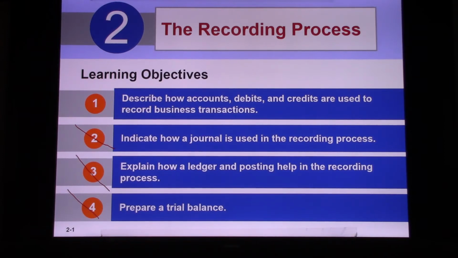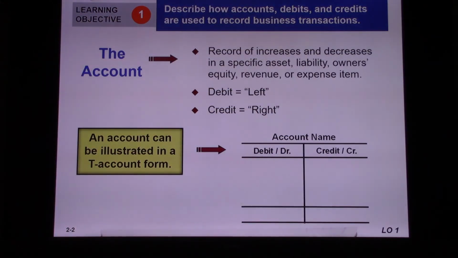Thus, companies use a set of procedures and records to keep track of transaction data more easily. And this chapter will introduce and illustrate these basic procedures and records. So let's start discussing objective number 1. Describe how accounts, debits and credits are used to record business transactions.